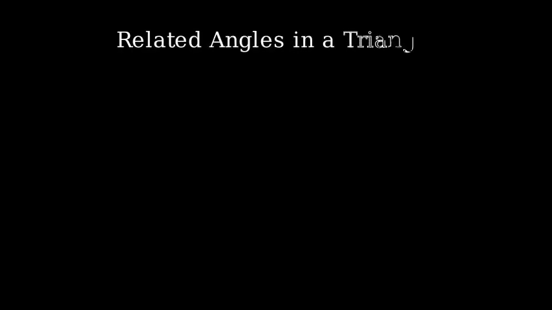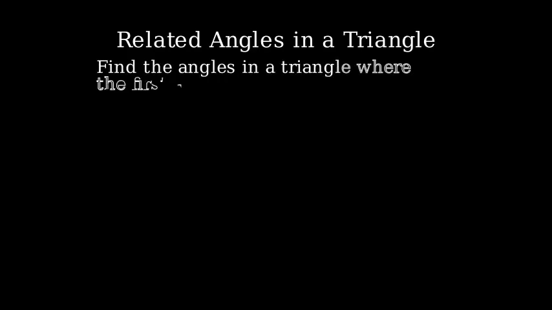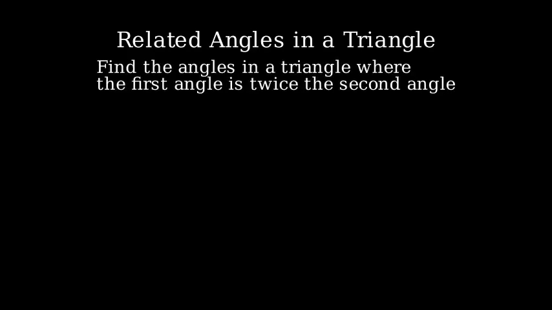Welcome. Today we'll solve a problem involving related angles in a triangle. We need to find the measures of all angles in a triangle, given that the first angle is twice the second angle. Let's start by drawing a triangle and labeling our angles.